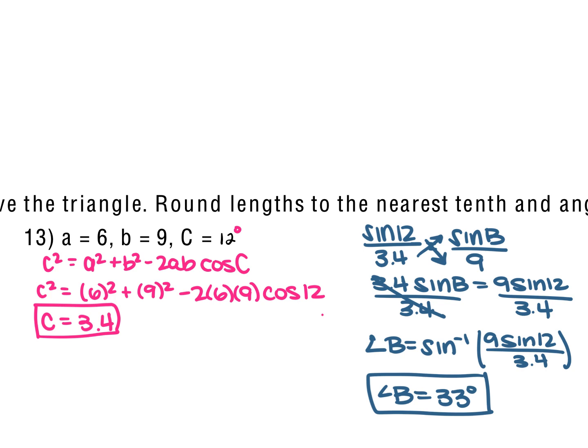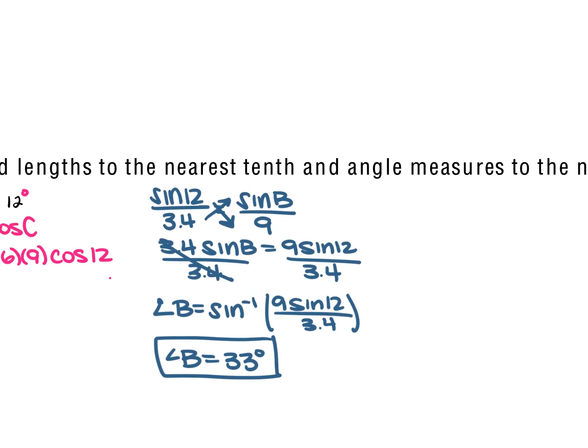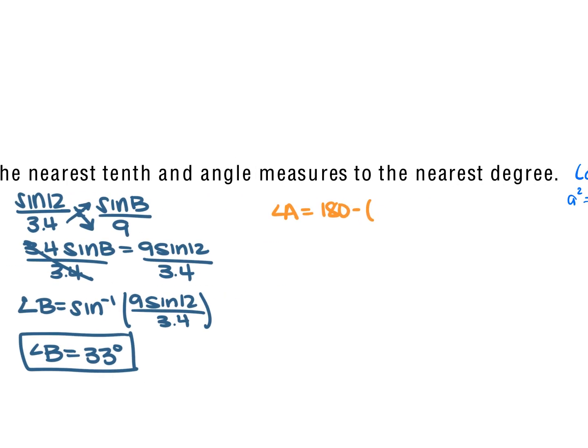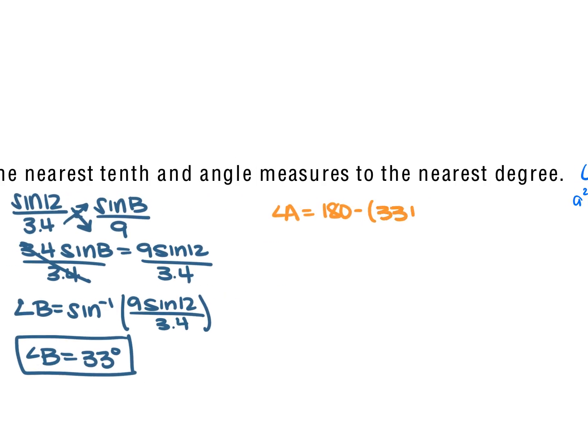Lastly, we find angle A. So to find angle A, we're just going to do 180 minus the sum of angle B and angle C. So that's 33 and 12. That's 180 minus the sum of 33 and 12, which gives us 135 degrees.